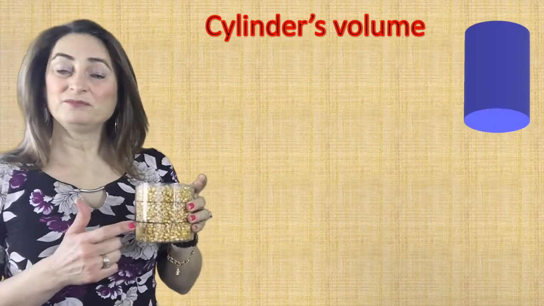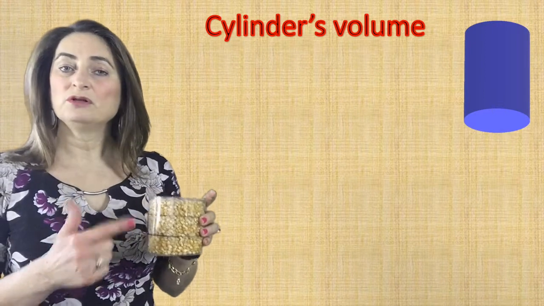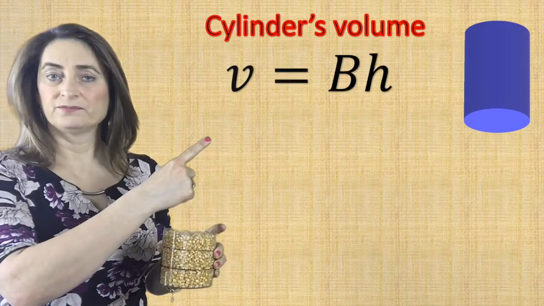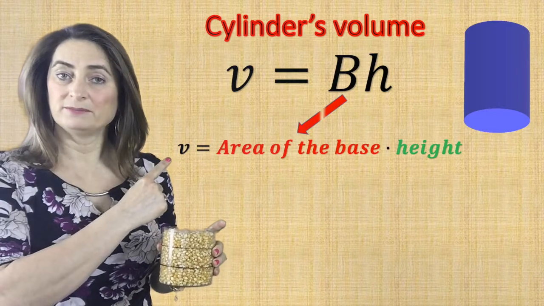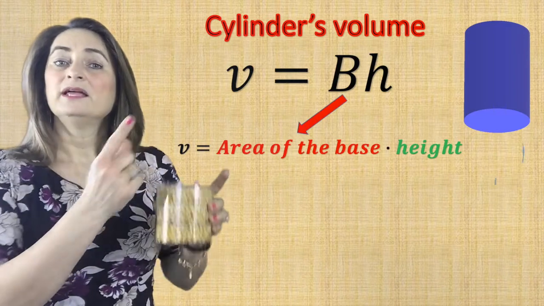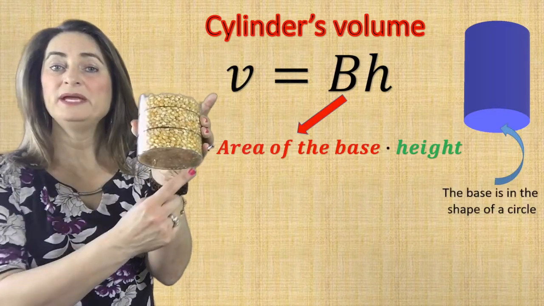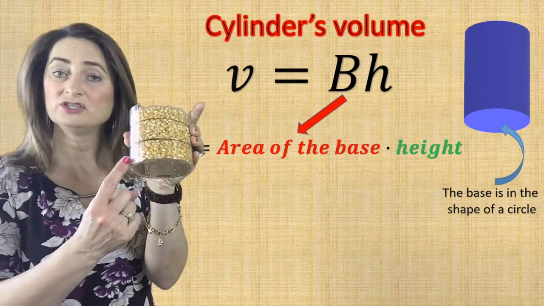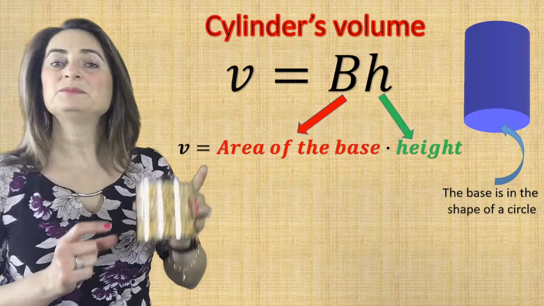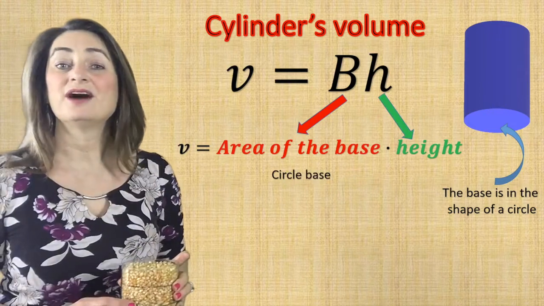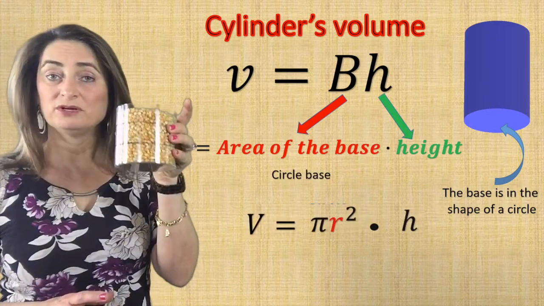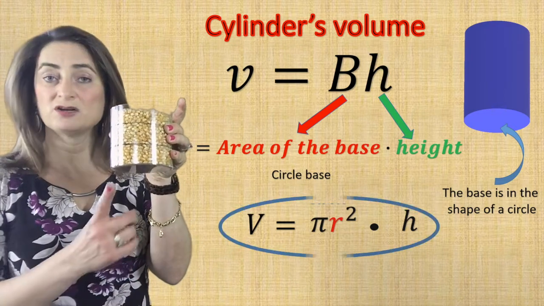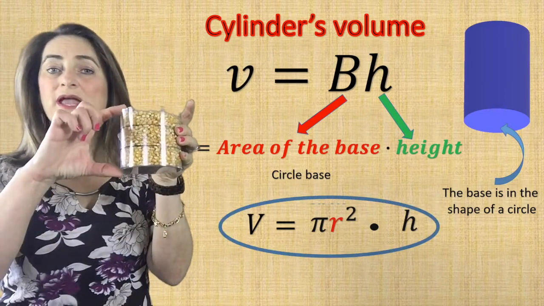To find the volume of a cylinder, V equals BH, where B is the area of the base. And look at the cylinder. The base is in the shape of a circle, so find the area of a circle, then multiply it by h, which is the height. So the volume of a cylinder is pi r squared times h.